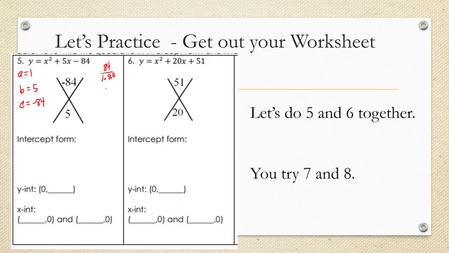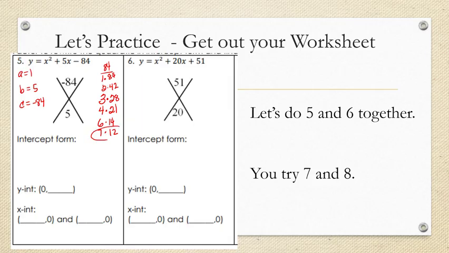1 times 84, 2 times 42. Then we've got 3 times 28. I think we've already done this number. 4 times 21. 5 won't work. 6 will work. 14. 7 will work. I think it's 12. 8 won't work. 9, no. 10, no. 11, no. 12 we've already got. Okay, we need a 5.